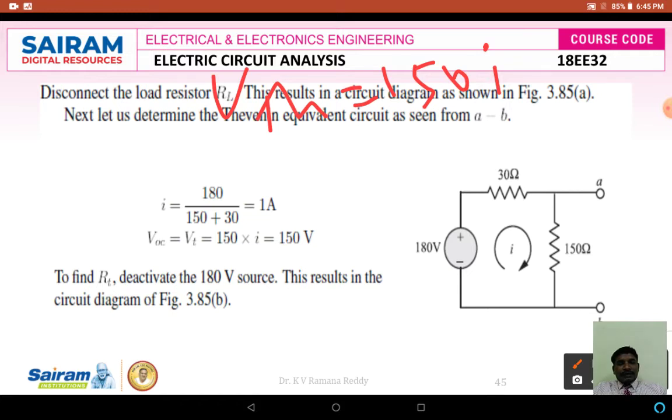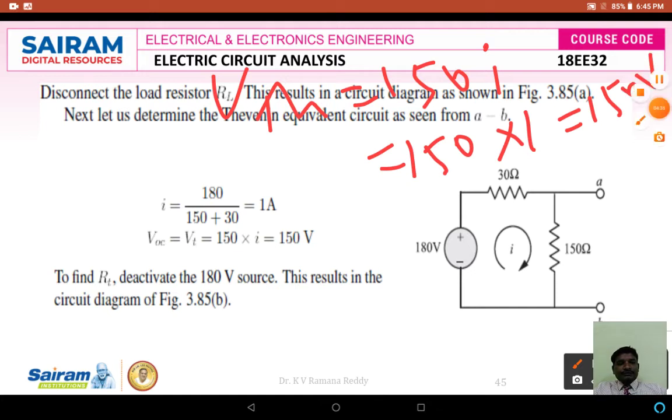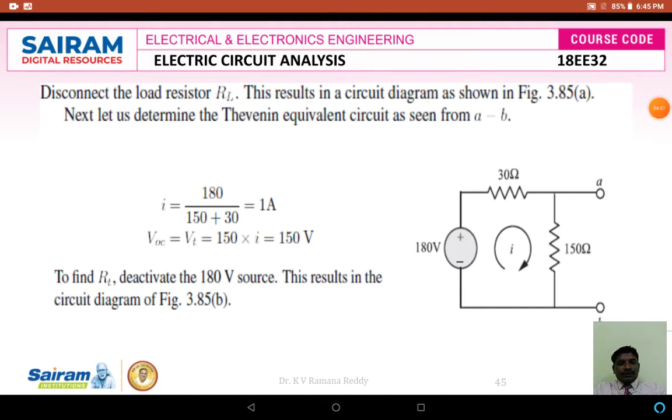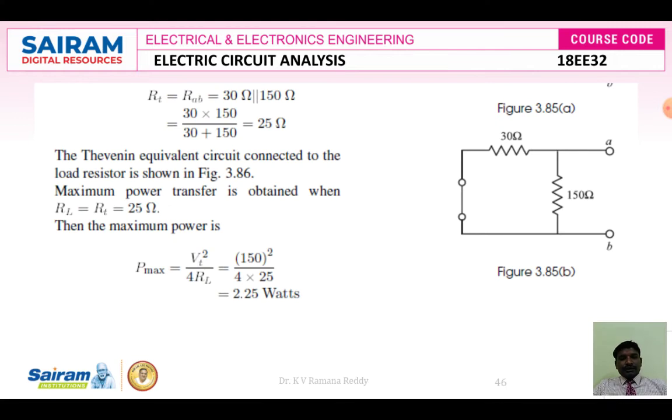I calculated I. Now I want to calculate VTH. So VTH is equal to 150 into I. Just now we got that I. Therefore 150 into 1. So Thevenin's voltage value is equal to 150 volts. If Thevenin's voltage value is equal to 150 volts, then I want to calculate that RTH according to Thevenin's equivalent circuit.